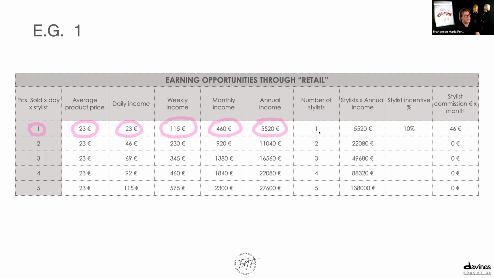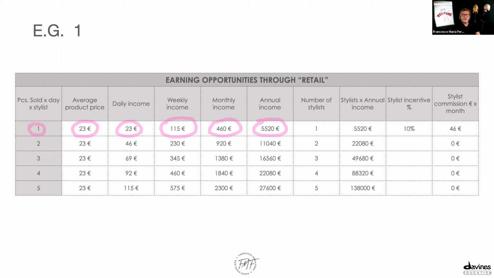Then it depends on how many stylists you have, right? Because the more stylists you have, the more income you're going to get. If you have 5 stylists that sell 5 products a day, at the end of the year you get 138,000 euro or dollar, right? Which is quite a good amount.